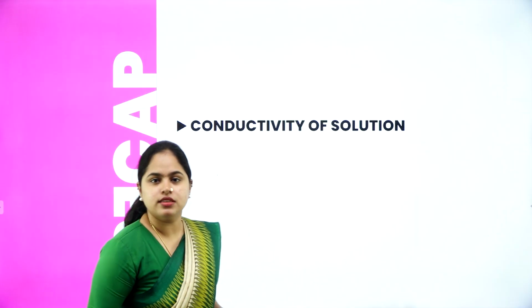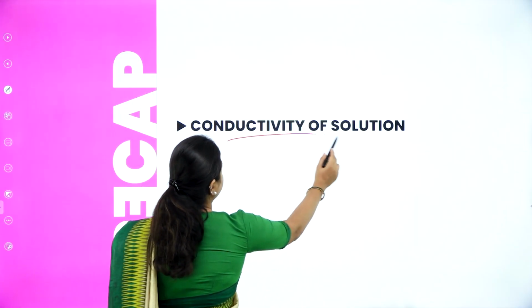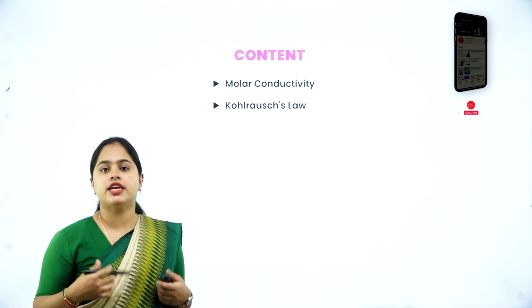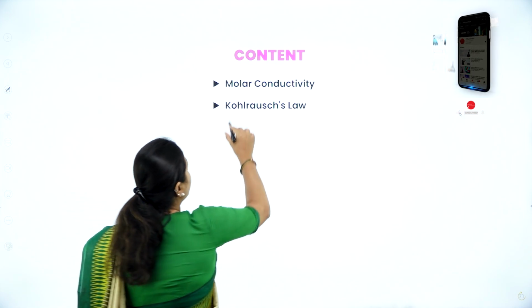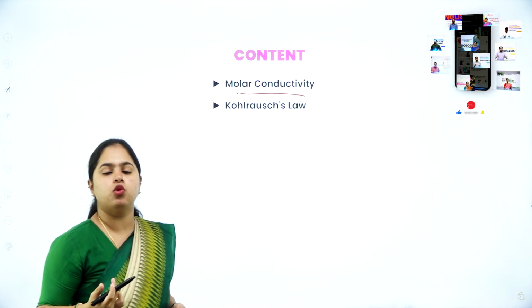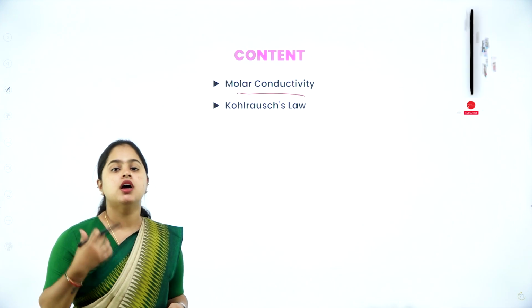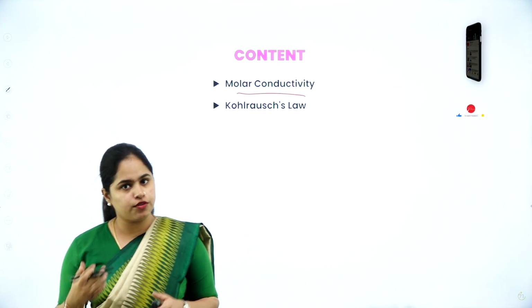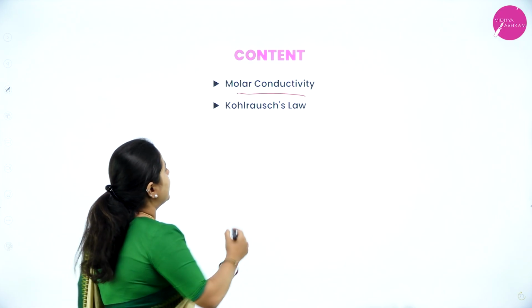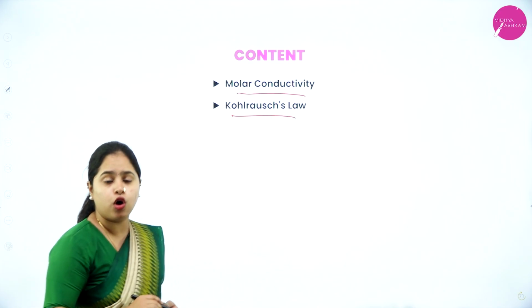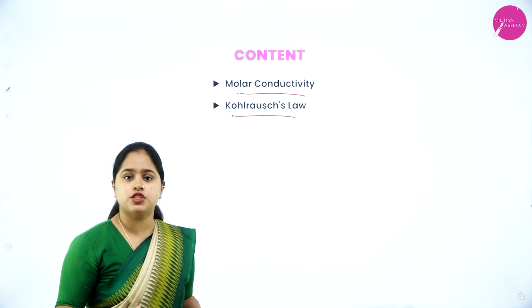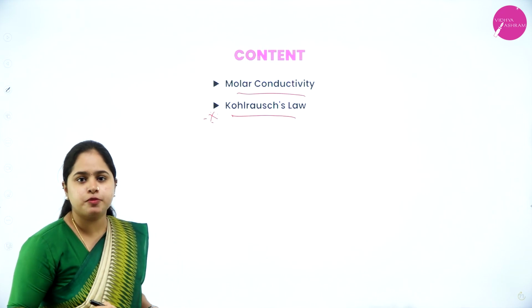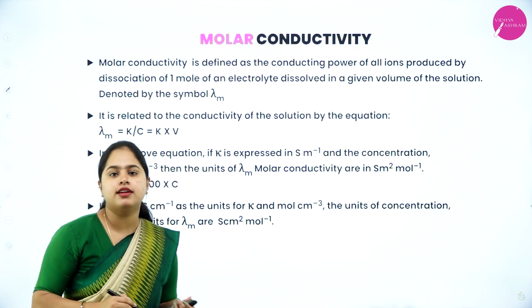In the last session, we studied about the conductivity of solutions, right? In today's session, we are going to study further about conductivity, that is molar conductivity. What is molar conductivity? The equations for it, how the molar conductivity will vary for a strong electrolyte and for a weak electrolyte, and then we'll study one of the important laws, which is Kohlrausch's law, which is also important for your numericals as well, right? So let us begin with the first one, that is molar conductivity.